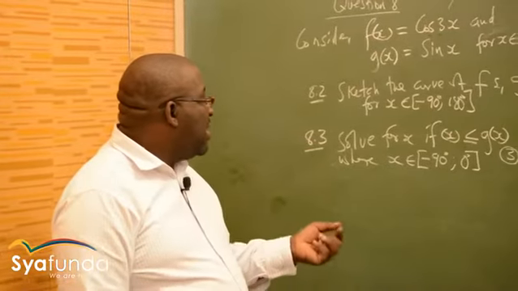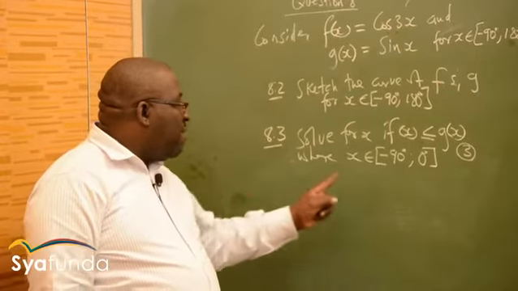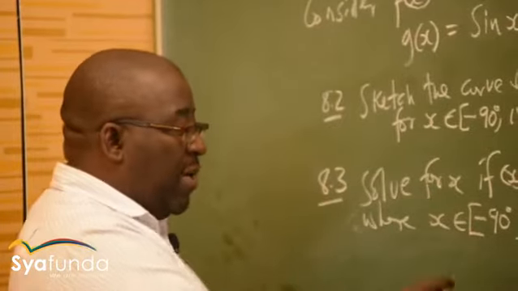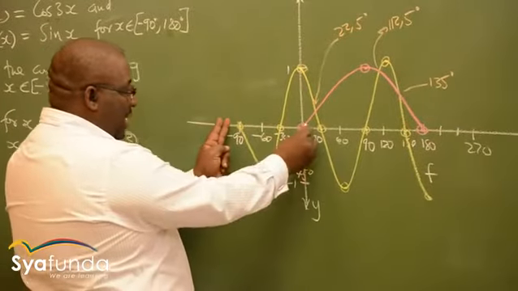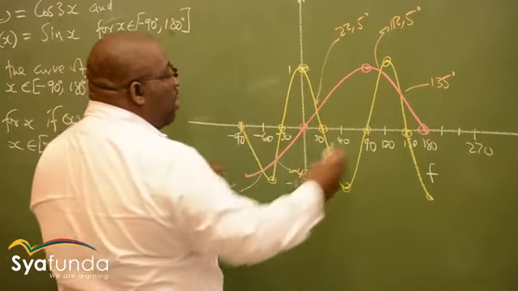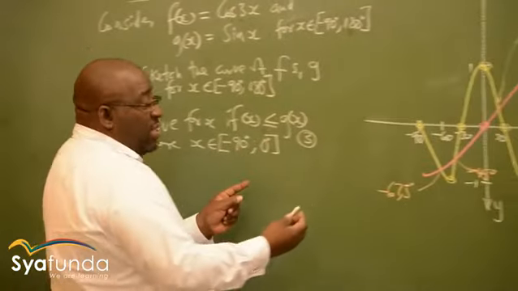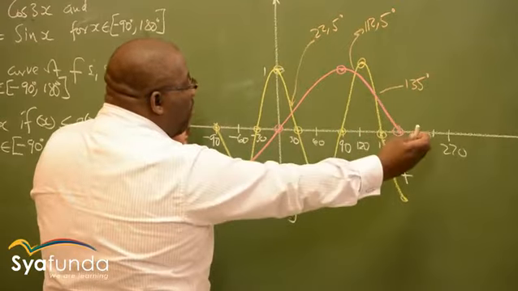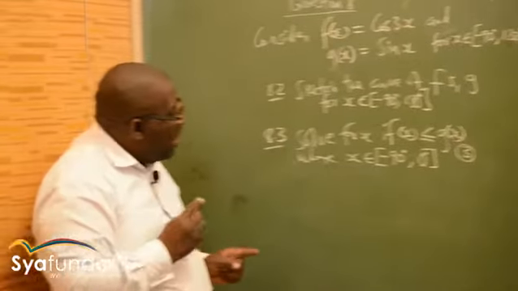If f of x is less or equals to g of x, where x is an element of minus 90 and 0, the restriction has changed. Now we're looking at those two graphs between minus 90 and 0. Where is that region? We are only concentrating on this region, not the whole parts of the graph, only between minus 90 and 0. Now that makes our lives easier. If we look at the two graphs everywhere, we're going to go beyond, but we've got to concentrate between minus 90 and 0, which makes life a bit easier for us.